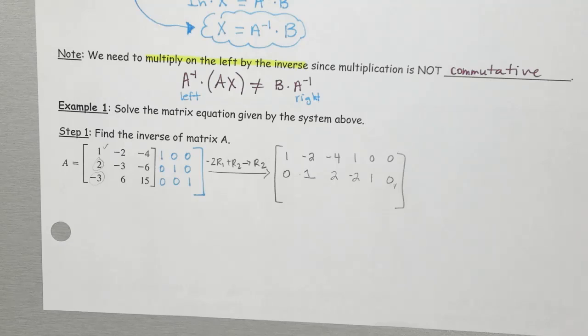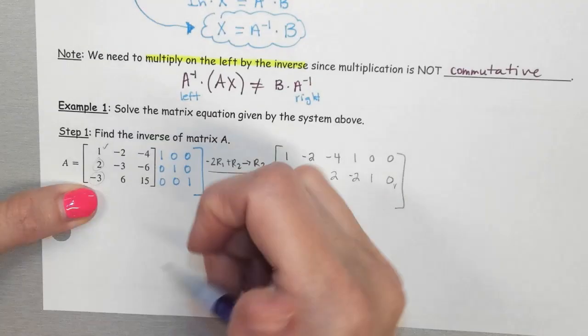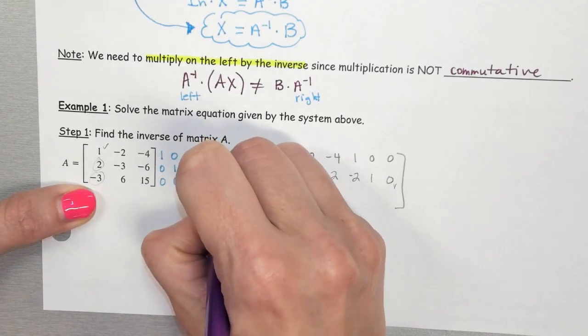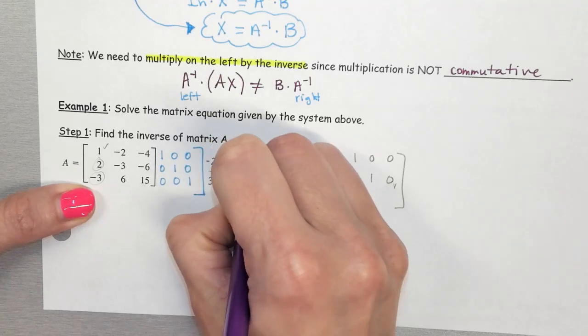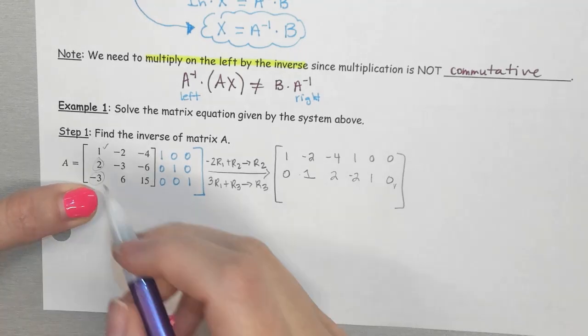Now we can do this at the same time. If you want to cancel out with negative 3, what's the opposite of negative 3? 3, so we're going to multiply row 1 by 3. We're going to add that to row 3, and we're going to make that row 3. We can do those at the same time because you're just doing the opposite of both of them.